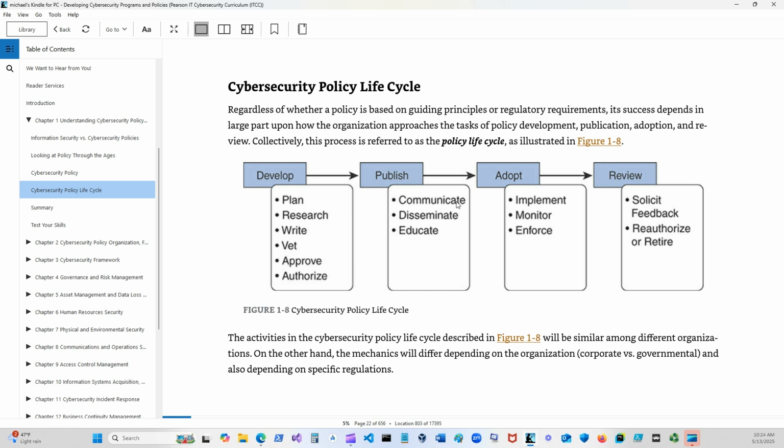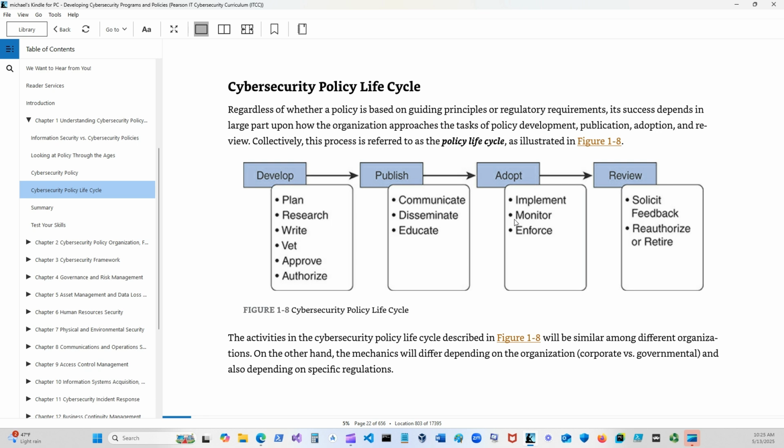Now, communicate. Who do we communicate with? This means you're going to communicate with the people that need to know what particular policy, or part or section of the policy, they need to know. You're going to disseminate and you're going to educate. Adopt. Now you're going to implement, you're going to monitor, and you're going to enforce. Now, this is important. So how do you monitor? You're going to monitor people that are not following the policy.